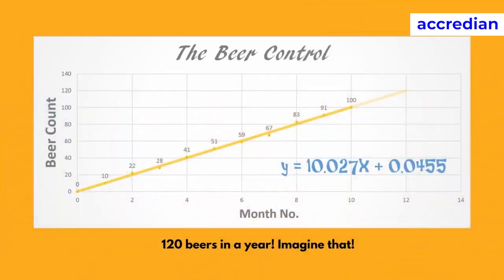Now look at the line equation. It tells us that every month we drink approximately 10.027 beers. That's the trend. Now, I derived this equation in MS PowerPoint, but how we can do this mathematically is also now shown on your screen right now. So see, that is how we will calculate.